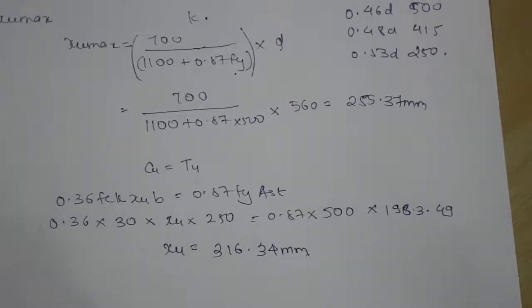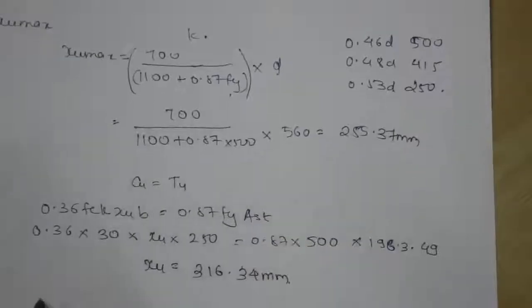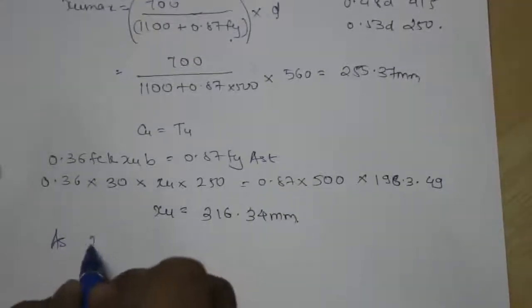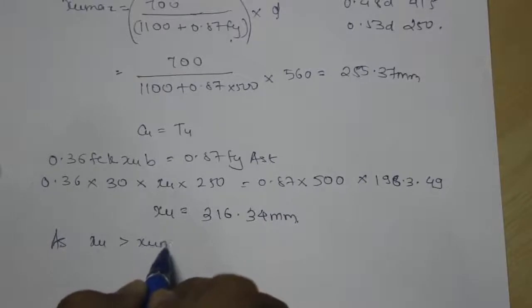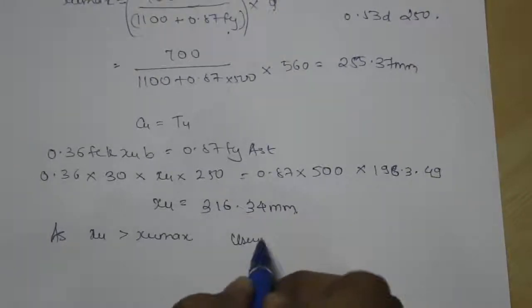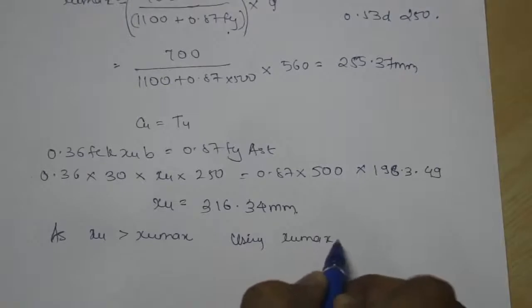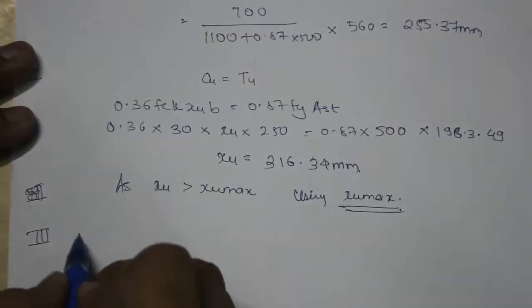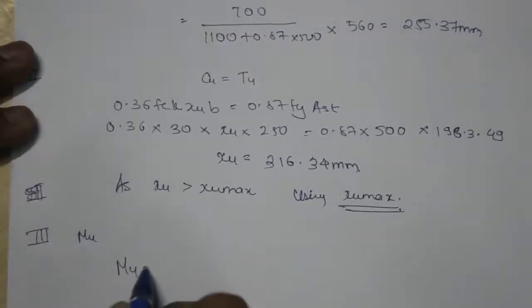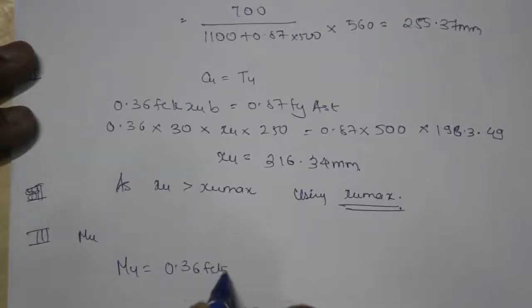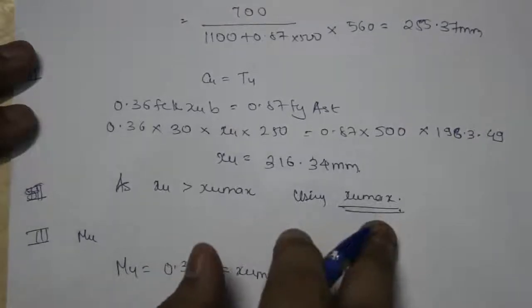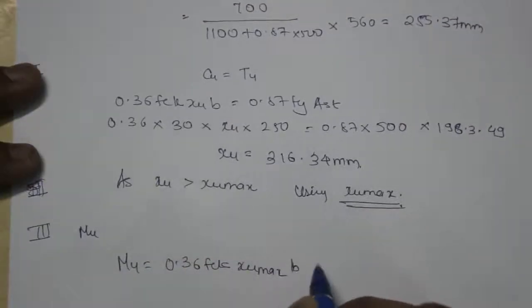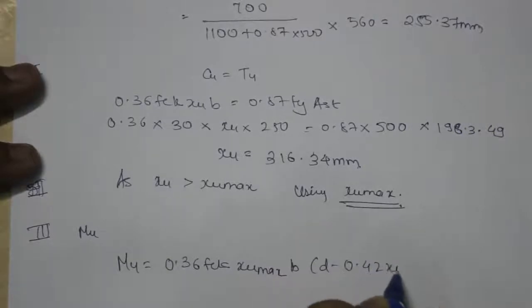So the third step finally would be, we can write it here as xu is greater than xu max, so using xu max. So finally the third step would be to find out the ultimate moment of resistance of the beam, that is Mu. Mu equals 0.36 fck xu max value, because we are taking the xu max value, b into d minus 0.42 xu max.